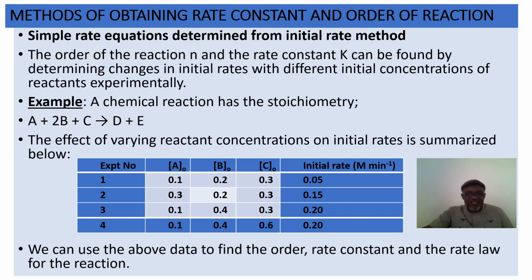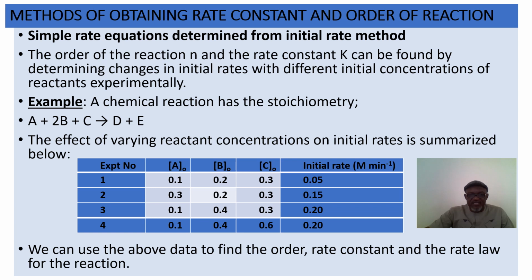That is to tell you that it is the initial concentration at time equal to 0 when the reaction has not started. So for A, we have 0.1, 0.3, 0.1, 0.1. For B, we have 0.2, 0.2, 0.4, 0.4. For C, we have 0.3, 0.3, 0.3, and then 0.6. So we can use this data to find order, rate constant, and of course, the rate law for the reaction.